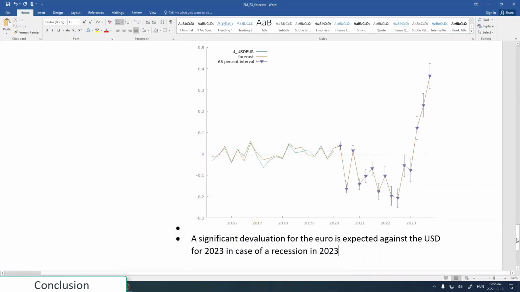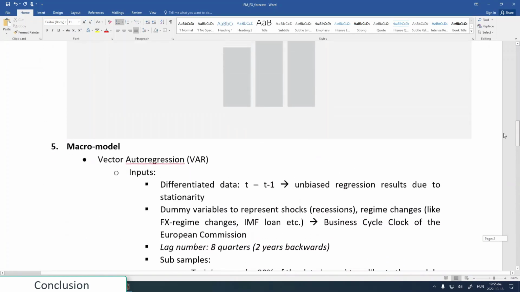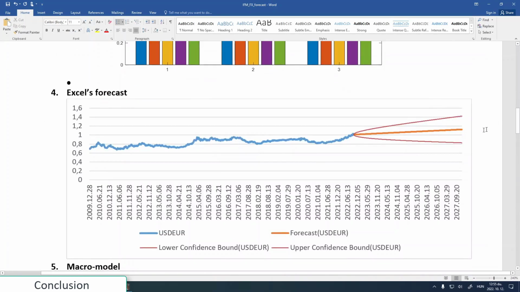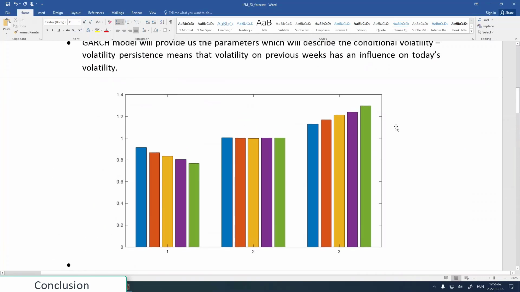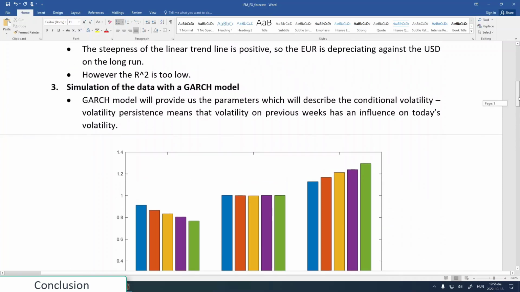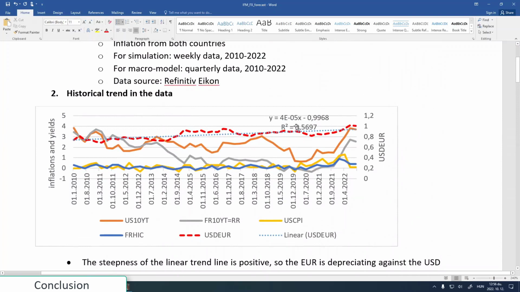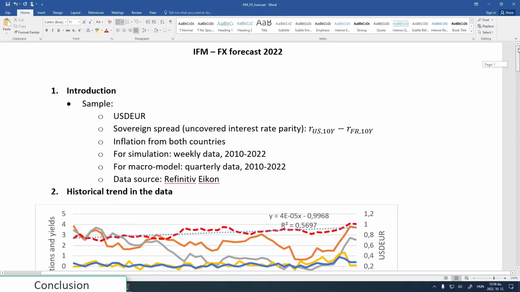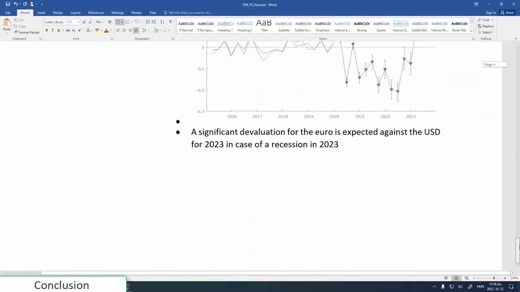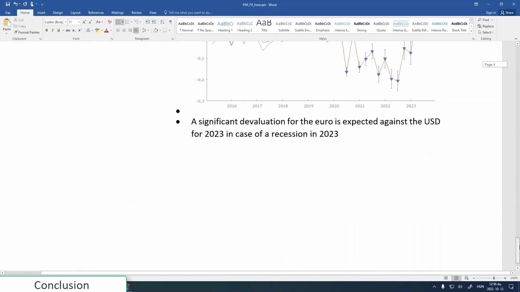But practically we are able to see that okay, there is a depreciation. Excel forecast says that there is a depreciation. The simulation said that at least it remains here, or there will be a depreciation in the pessimistic scenario. The historical trend line said that there is a depreciation, and also we can remember the forward market data from last week, which said that there will be a depreciation. So maybe there is a chance that there will be a depreciation for 2029, or maybe not.